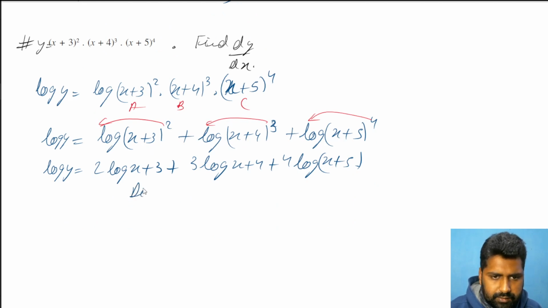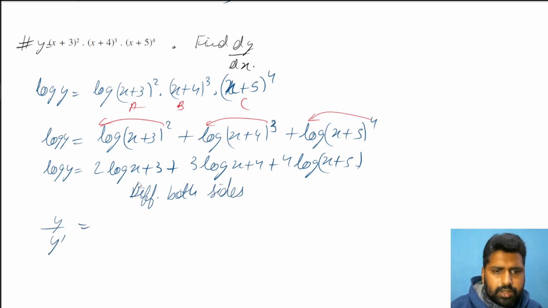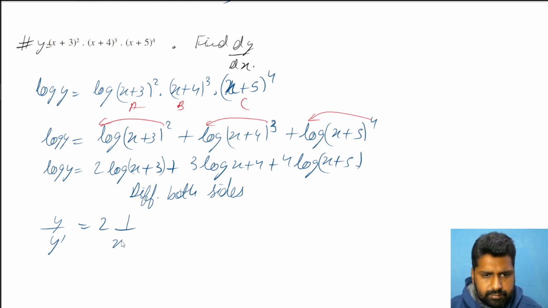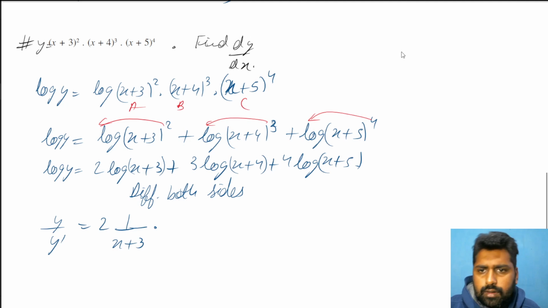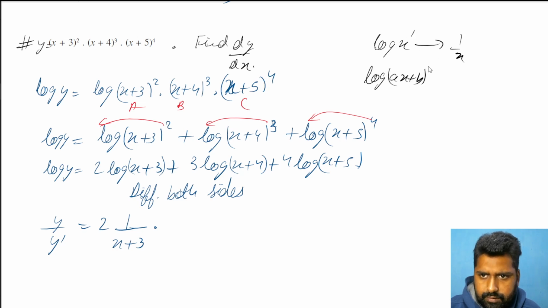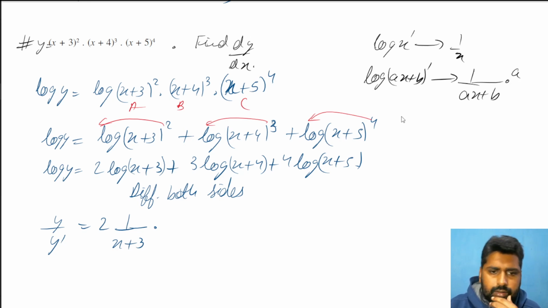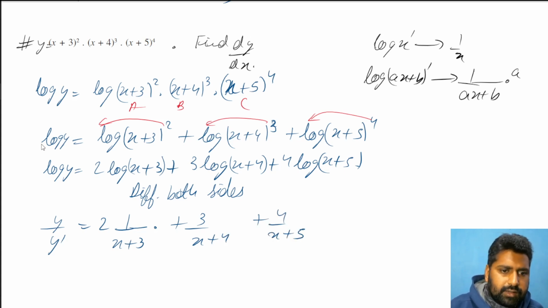Let's differentiate now, differentiating both sides. Log y differentiation is y dash upon y. For 2 log (x plus 3), 2 will be as it is, and log differentiation is 1 upon (x plus 3), and the coefficient of x will get multiplied, but right now the coefficient of x is 1, so you don't have to worry. Log x differentiation we know, 1 by x. So log (ax plus b) differentiation will be 1 upon (ax plus b), and additionally you'll have a in multiplication. But right now the coefficient of x is 1 in the whole expression, so I can just differentiate easily. So 2 upon (x plus 3) plus 3 upon (x plus 4) plus 4 upon (x plus 5). You can see how this is simple, y dash upon y.